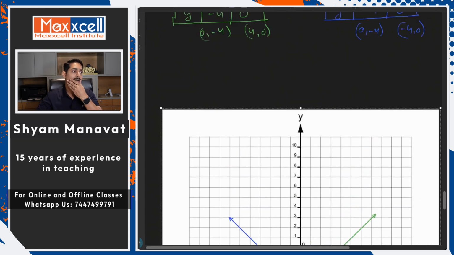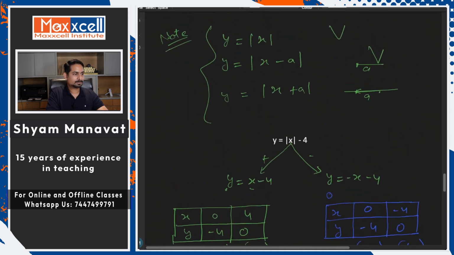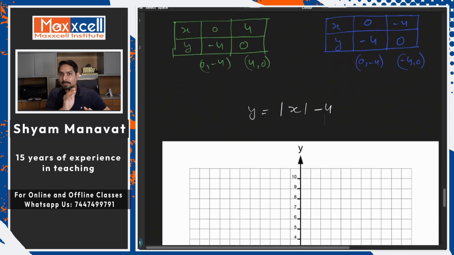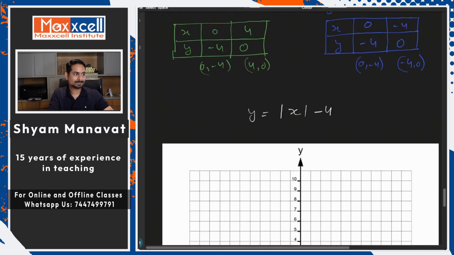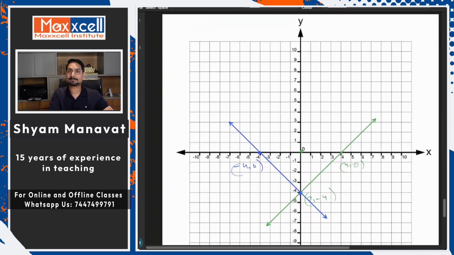Now the original question is y equal to mod of x minus 4, right? Now if you understood the previous two graphs, can you tell me what my next step should be to get the final answer? That's not the final graph, right? This is drawing the two equations formed by taking the negative and positive value after removing the modulus sign. But the original equation is y equal to mod of x minus 4. So what should be my next step here?